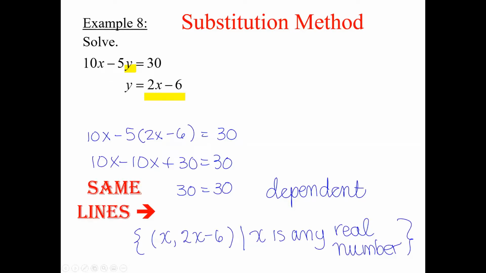So you can write your answer as the set of x and 2x minus 6 values where x is any real number will work, okay, is your answer in set notation. But on this problem, I would expect you to tell me they are the same lines as well as being dependent.